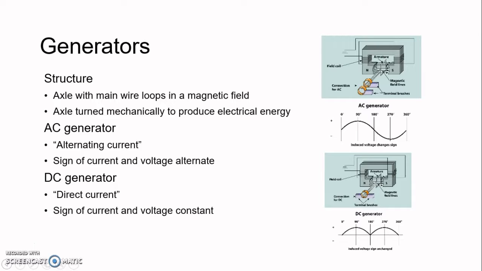Now, there are ways that you can hook this up so that when you have this loop of wire that's turning within a magnetic field, you're going to maintain positive charge on one of the leads and negative charge on the other lead, which means you have a relatively consistent current. Your current is always flowing in the same direction. So we would call this a direct current or DC generator. So you're always going to have either a positive or a negative voltage. It's never going to flip back and forth like we would with the AC generator.